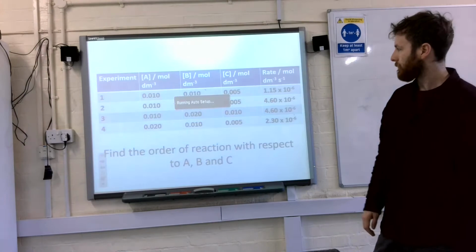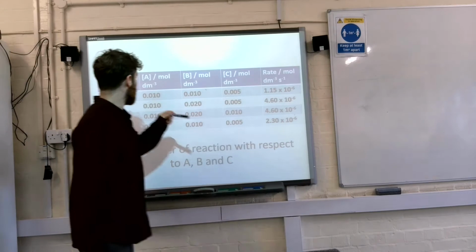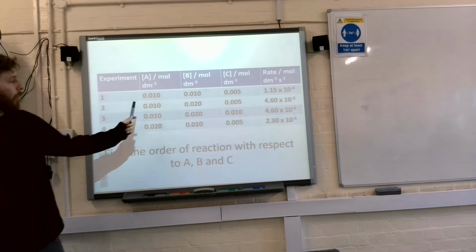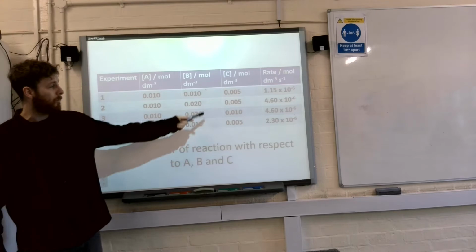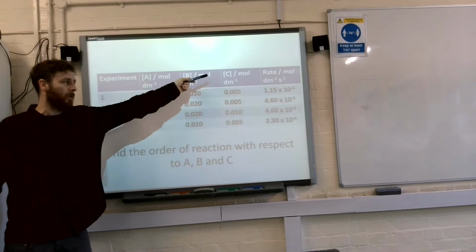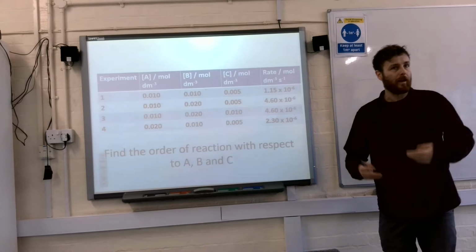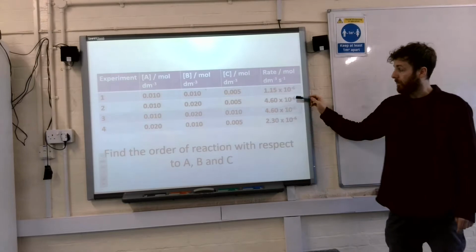Okay, so what we've got here is a table, and the way this works is we've got a certain number of experiments, and in each experiment we have different concentrations of chemicals. So here's the conc of A, conc of B, conc of C, and in experiment 1, we had 0.01, 0.01, 0.05, and then we measured the rate of reaction, or what we say the initial rate of reaction, and it was found to be that. We changed some of the concs and did it again, and then again, again.